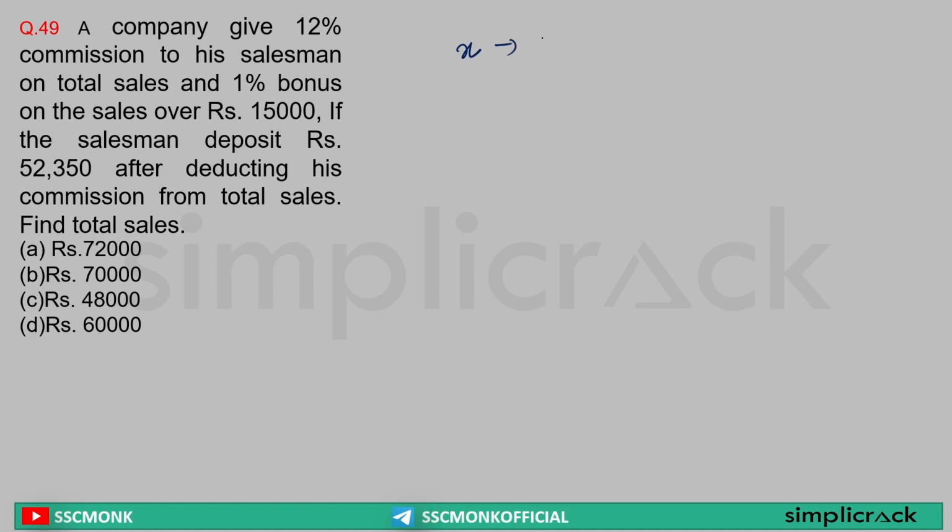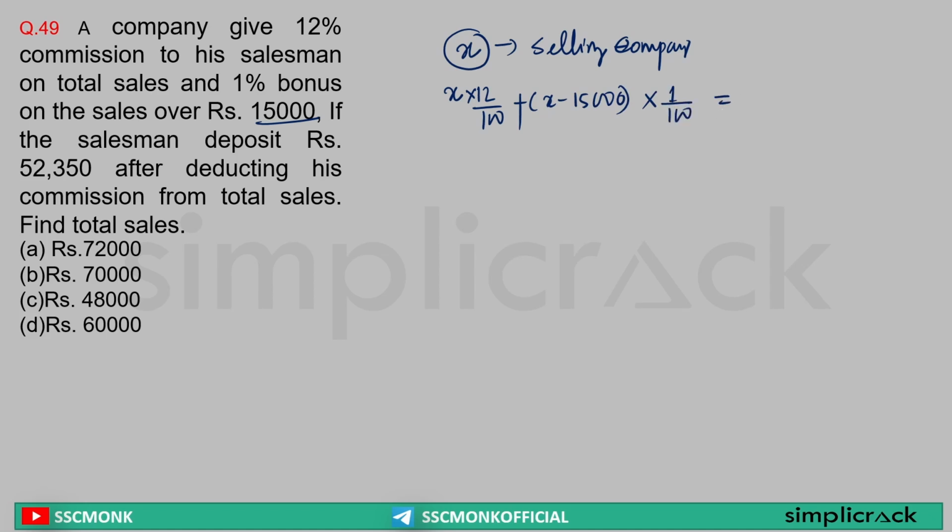This is what the company received after selling the product. Yes or no? Based on this, the salesman will get the bonus: 12% on the sales, plus, above 15,000, on the difference he is getting 1% commission. That is 1 by 100 of the difference is the total commission. Yes or no? Yes.